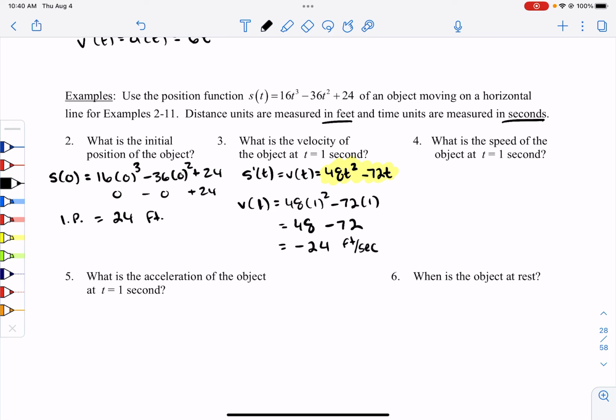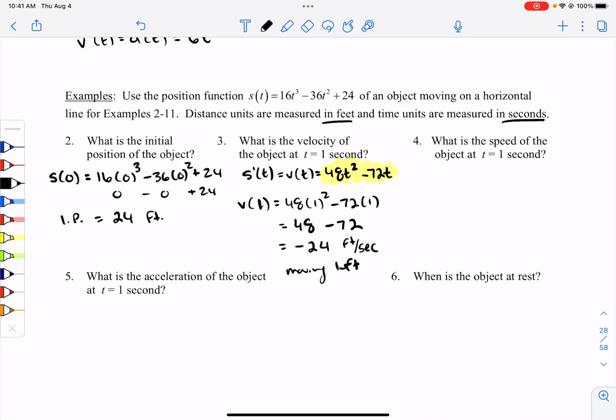My velocity is feet per second. So what does that mean, negative 24? That means my velocity is 24 feet per second to the left. That means I'm moving left, and I'm going 24 feet per second. That's what it means to have a velocity of negative 24 feet per second. I'm moving to the left.